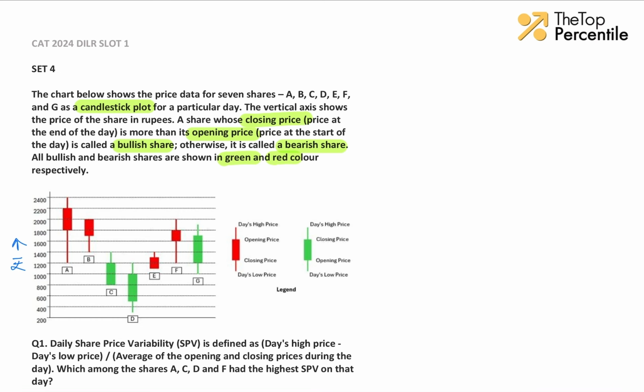Okay. Let me make a table here now. So I'll have day's lowest price, day's highest price, I have opening price, I have closing price, and here I'll have A, B, C, D, E, F, and G.